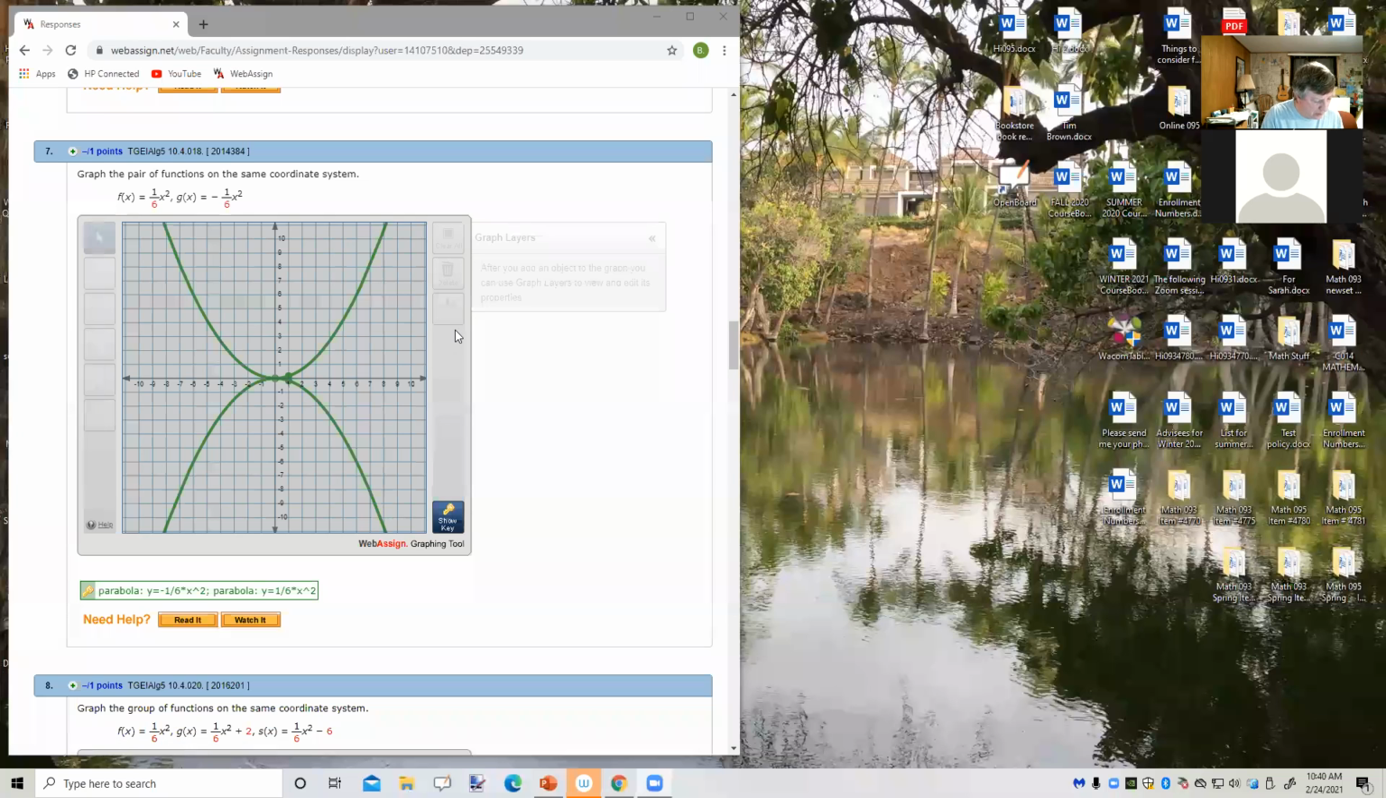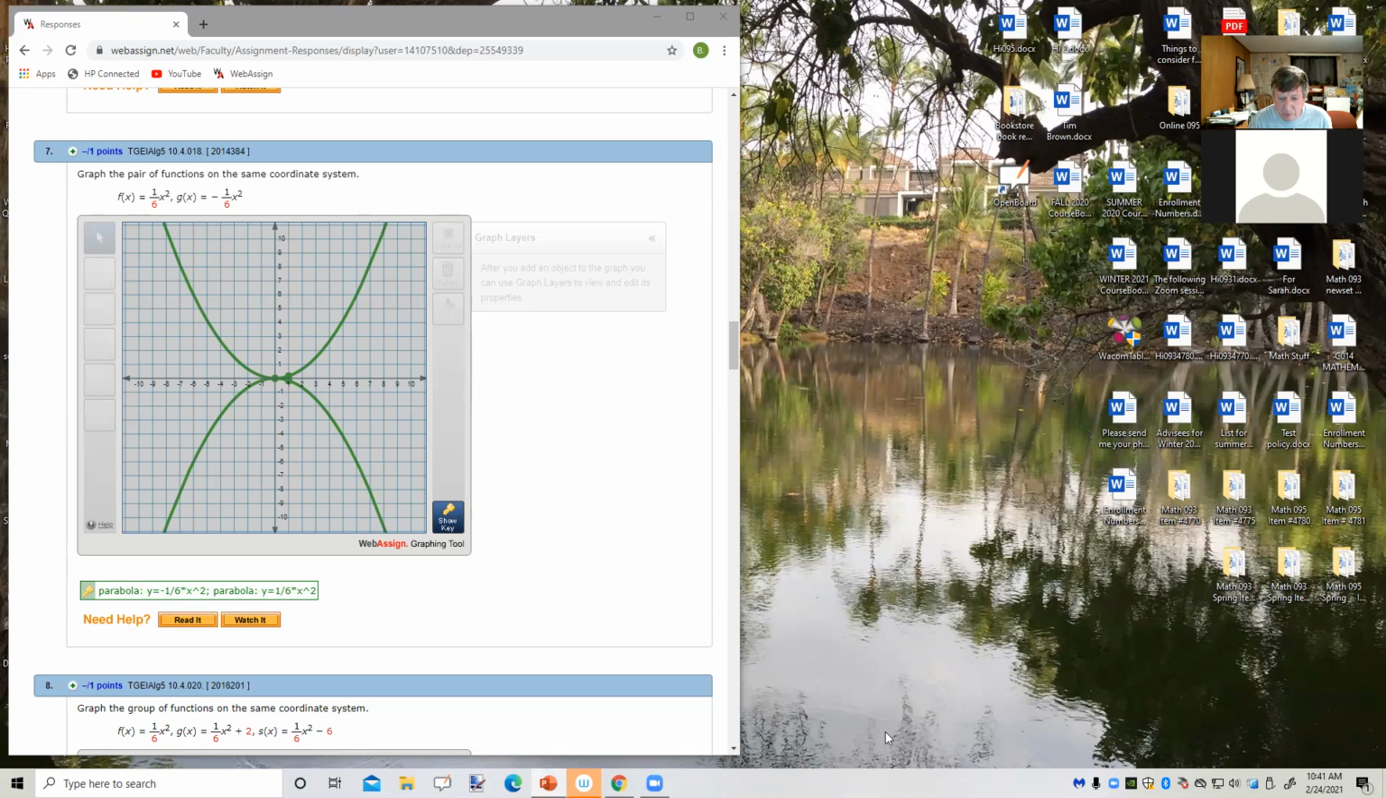So this is still 10.4 part 1. We're looking at another student's work. This is problem number 7. Now, you might be looking at it going, well, the answers are already there. Yeah, unfortunately, in my view, it shows the correct answers as well as anything else that's been done here. So let's take a look at how we would deal with this, okay? So we've got f of x equals 1/6 x squared, and then g of x equals negative 1/6 x squared.